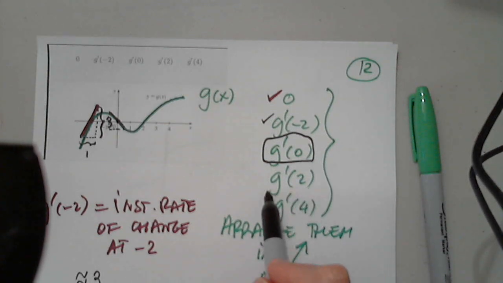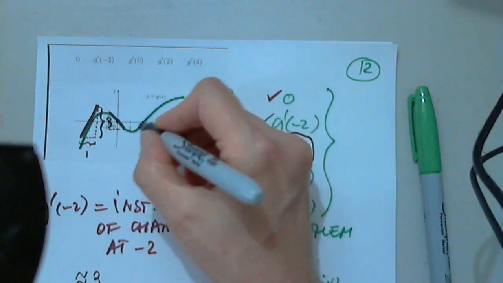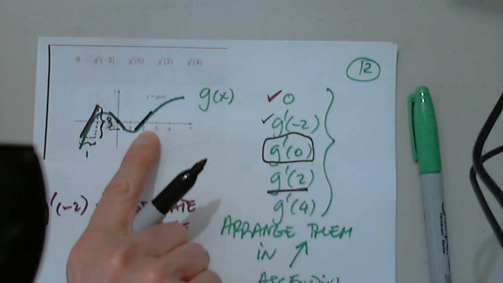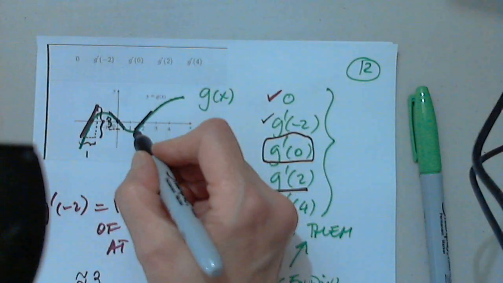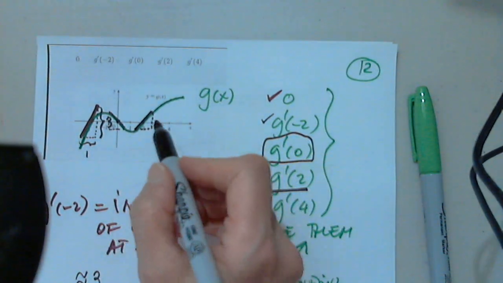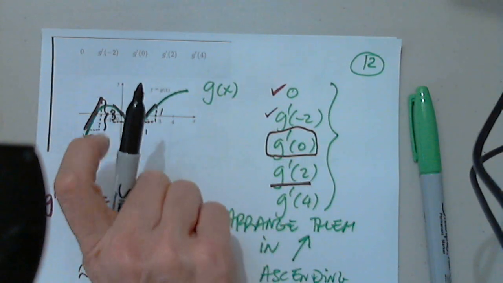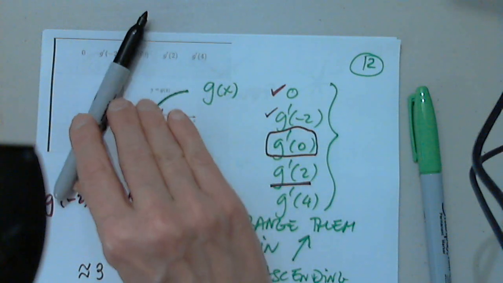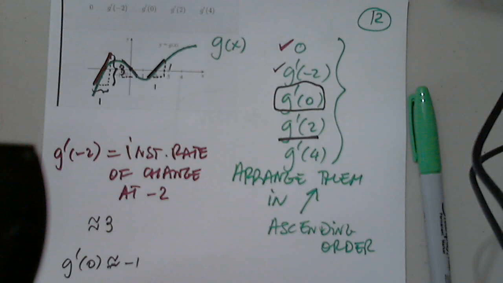Then they want us to find g prime of 2. Okay, fine. I will draw a tangent. Definitely this is less steep than this. If I consider this to be 3 over 1, this looks to me like 1 over 1. Definitely less steep than this. If I'm lazy and want to walk, I want to walk on this, I don't want to walk on this. More difficult, so this is steeper. So I will say that g prime of 2 is approximately 1.